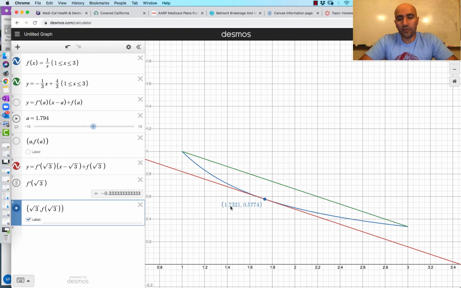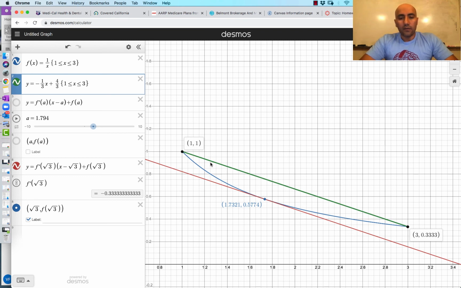Label it. There it is. So this is 3, and it's going to be parallel to that. And we can confirm that at that point, the slope of the red one is negative 1/3. Just like we had already confirmed that the slope of the green segment that connects our two endpoints, there and there, 3 comma 1/3 and 1 comma 1, the slope of that one was equal to negative 1/3. Okay. So hopefully that makes sense.